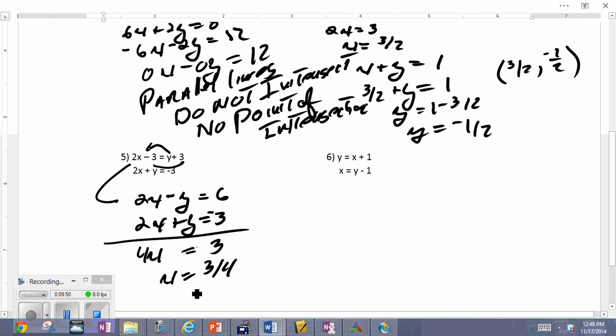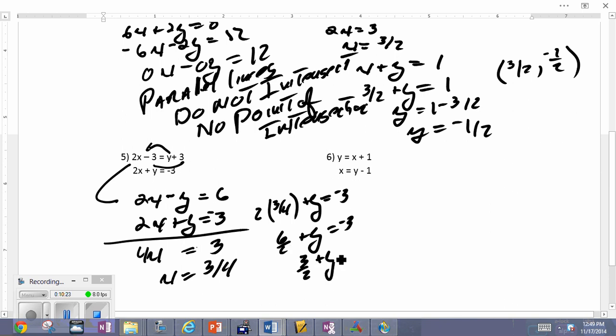Now, if I take that 3/4 value for x and throw it back into my equation, I can solve for y. So we'll go back to that second equation, where it says 2x, well, that's 2 times 3/4 now, plus y equals -3. So that's 6/4 plus y equals -3. Now 6/4 is 3/2, plus y is equal to -3. So y is going to be equal to -3 minus 3/2, which is -3 minus 1 1/2, so y is equal to -4 1/2. So that's what I got for my x and y: x is 3/4 and y is -4 1/2.